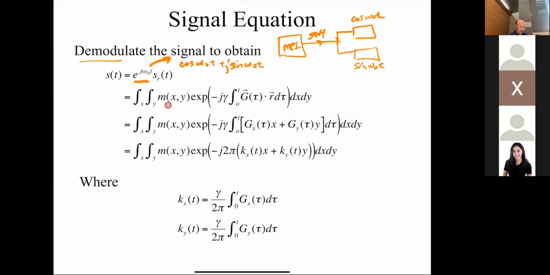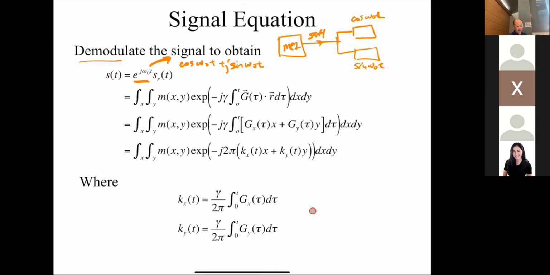Now I just have this M_xy, and I just have this thing that depends on the gradients. And since I'm only dealing with x and y, I can write out this dot product as G_x x plus G_y y. And if I rewrite this so it has the form e to the minus j 2 pi (k_x x plus k_y y) dx dy, therefore, I can say that k_x is just given by this, and k_y is given by that.